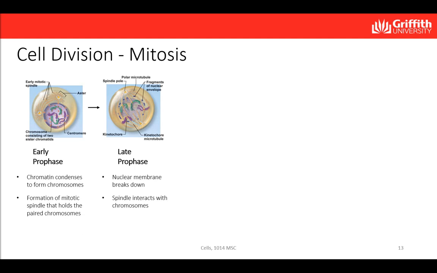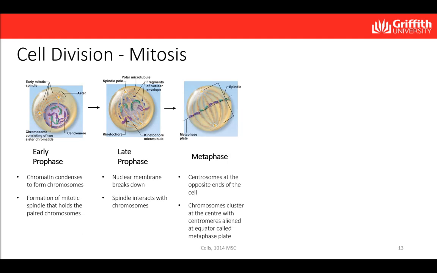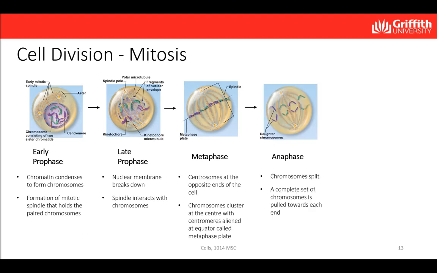chromosomes. In metaphase, the centrosomes are at the opposite ends of the cell, while the chromosome cluster moves to the center of the cell, with their centromeres aligned at the spindle equator, which is also known as the metaphase plate. In anaphase, the chromosomes split, and a complete set of chromosomes are pulled toward each end of the cell.